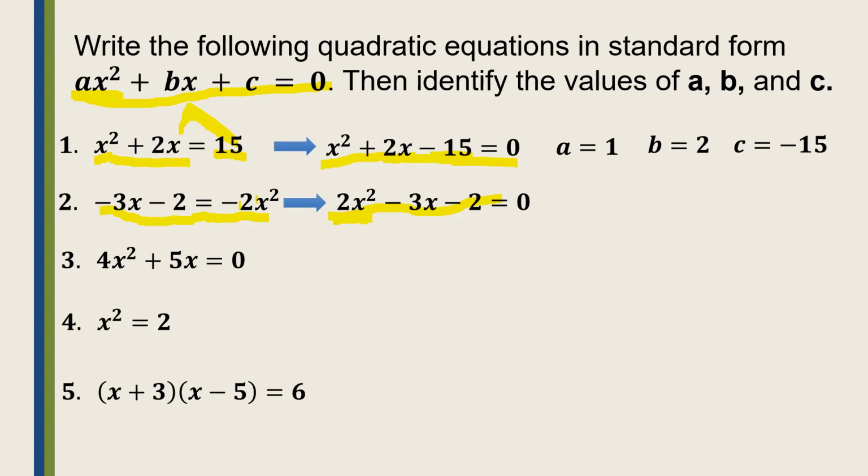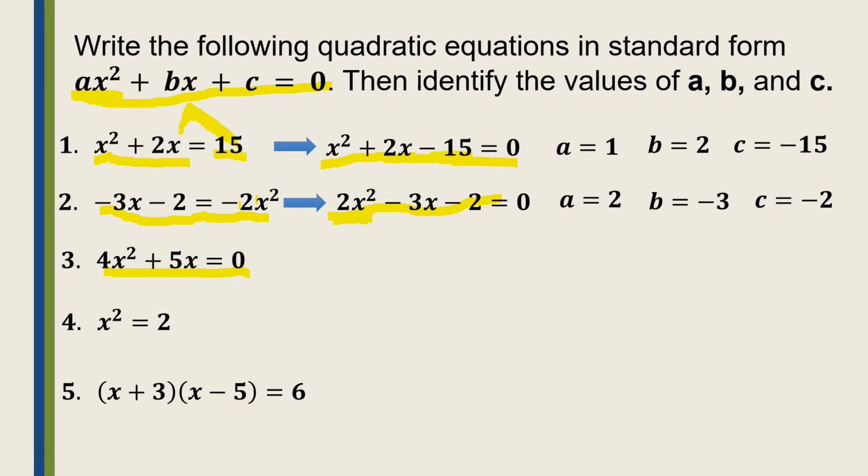Nakasulat na sa standard form, kaya makukuha na natin ang value ng A, B, and C. Ang value ng A natin ay 2. Ang value ng B ay negative 3. Ang value ng C ay negative 2. Number 3. So, ano yung na-observe nyo sa number 3?